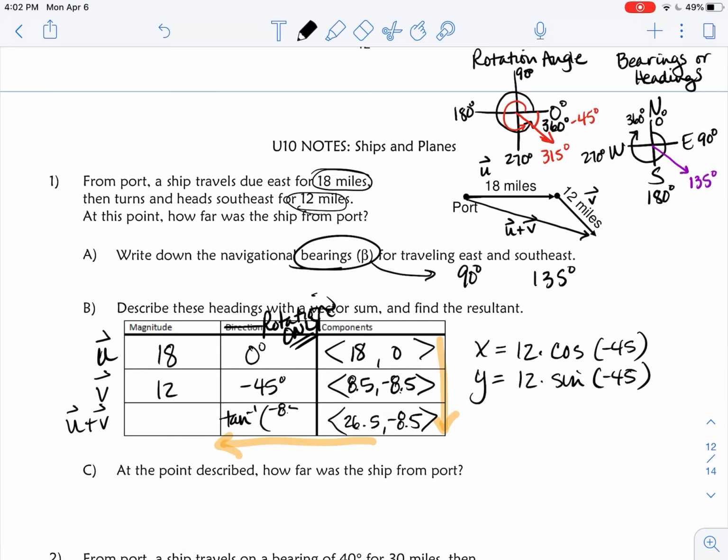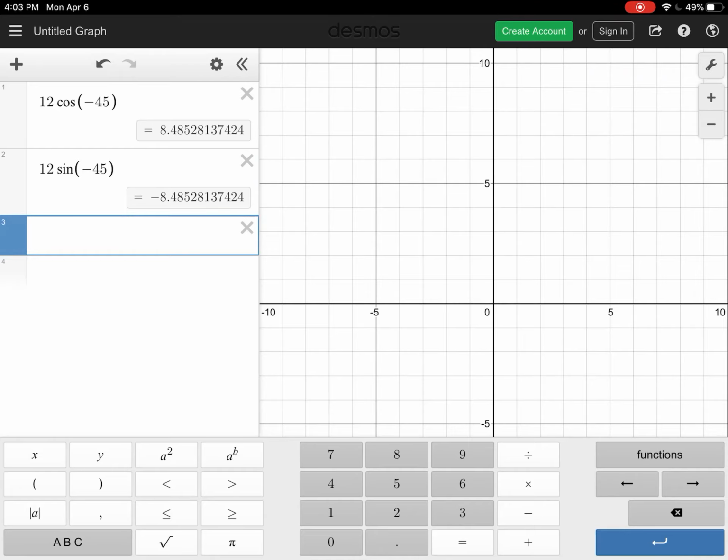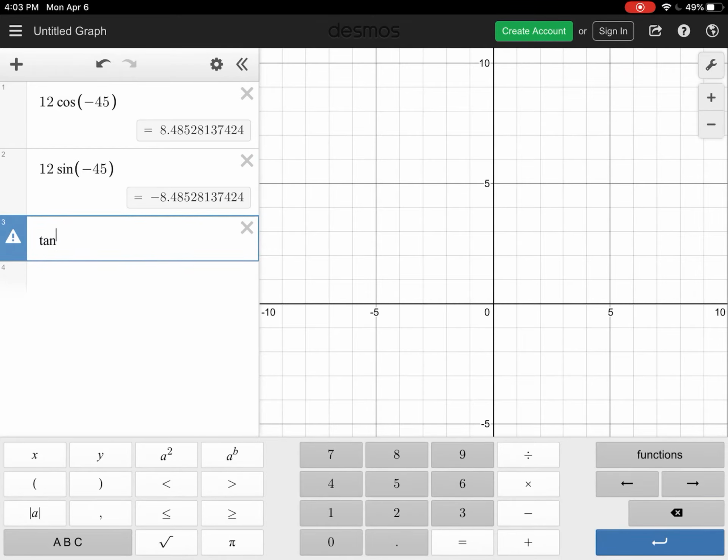Our a value is positive, so we don't have to worry about adding 180. Inverse tangent of the b value divided by the a value. And our magnitude, again, is just the Pythagorean theorem, 26.5 squared and negative 8.5 squared. And so let's go back and do some math over here. Okay, so I need inverse tangent.